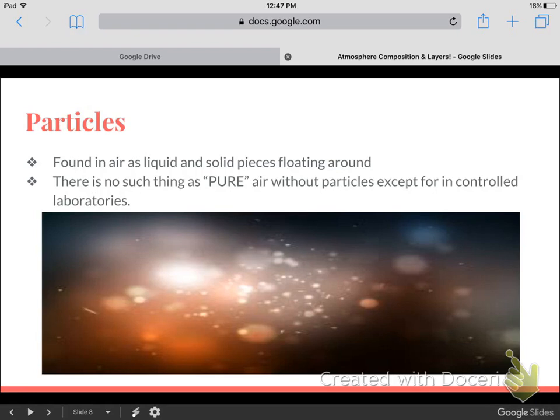In our air, most of the time we think of air as just being something fluid, but there's actually particles in the air that we can't really see. These particles are found in the air as liquid and solid pieces that float around. Because of this, there is no such thing as pure air. Okay, the air we breathe in is always going to have particles in it, except for if it's in some controlled area in laboratories.